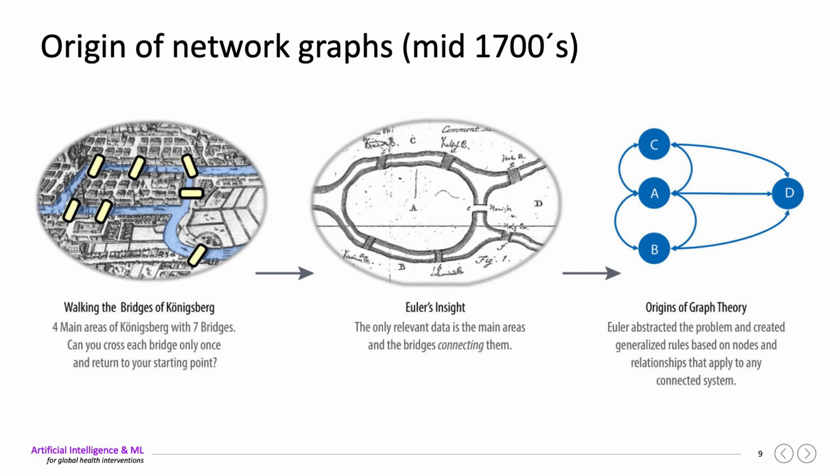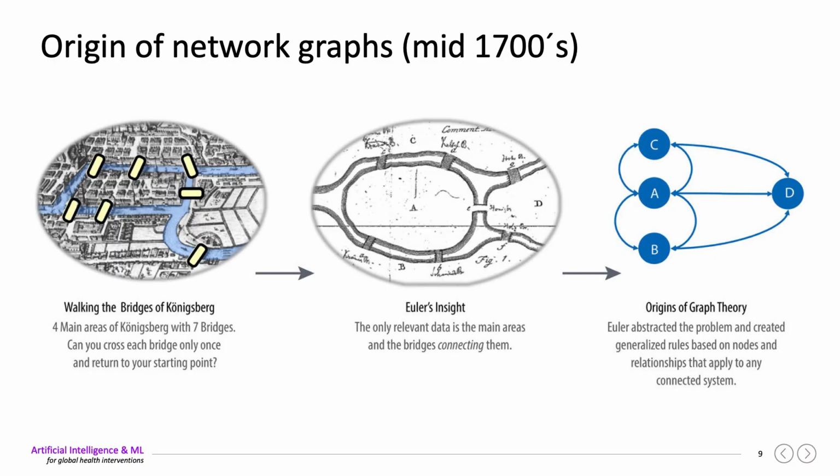On the left is the city of Königsberg, which had 4 main land areas connected by 7 bridges. The famous question was, can you walk through the city crossing each bridge exactly once and return to your starting point? In the middle, we see Euler's insight, that the only relevant information is the land areas and the bridges connecting them, not the geography or distances.